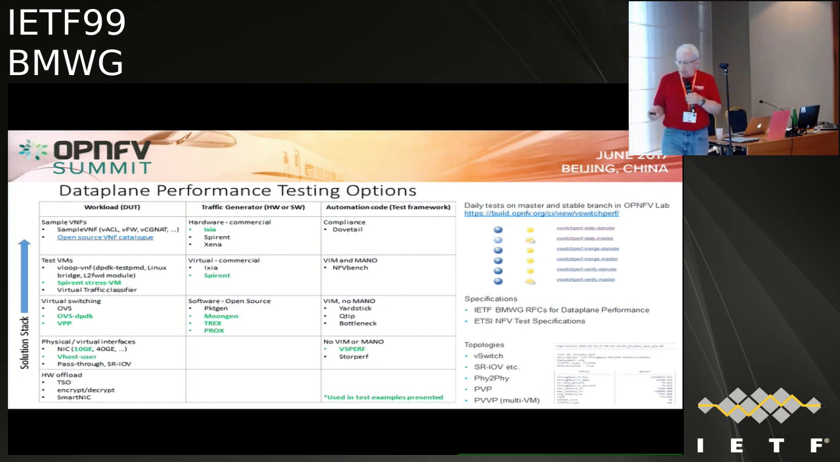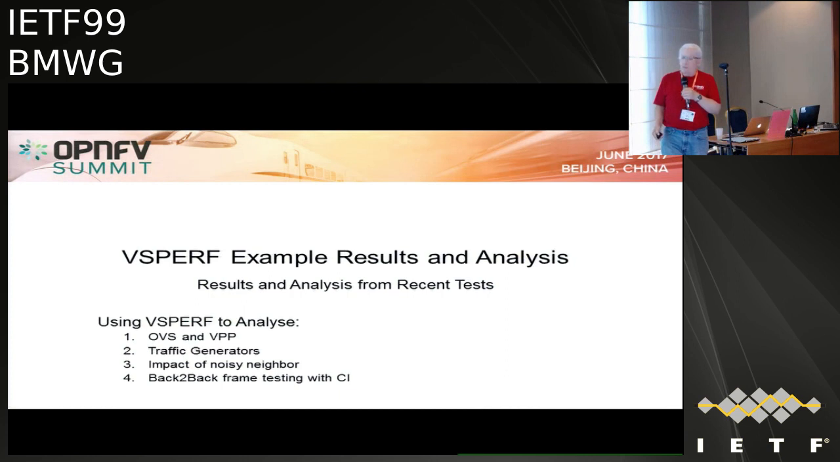Okay. So here's the example test results and analysis, and we're going to do all 3 of these. We're going to compare OVS and VPP, different traffic generators, the impact of a noisy neighbor, and the back-to-back frame testing. I want to be sure to get to that today, because that's actually the thing that has the most implication on our work here.